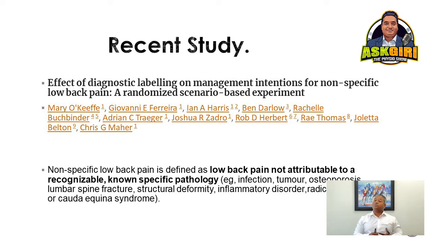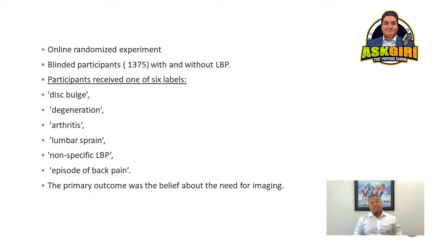Okay, what is non-specific lower back pain? It's lower back pain not attributable to any specific recognized pathology, for example infection, osteoporosis, a tumor, or a nerve impingement, radiculopathy. Without any pathology, you have back pain. That's called non-specific back pain. 95% of the back pain patients we see in the clinic are non-specific back pain, right? So how does this diagnostic labeling affect the management intentions and the outcomes for these patients? A very interesting study I want to share with you guys.